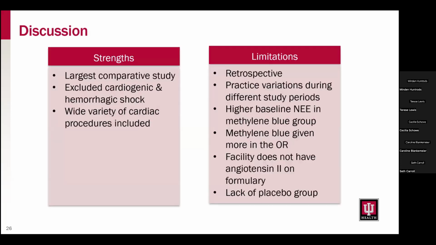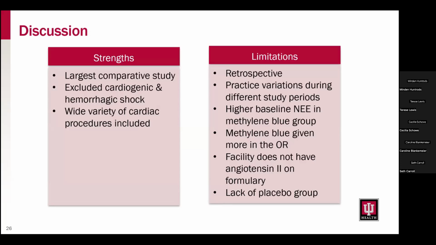Strengths of this study: this was the largest comparative study comparing these two. It had the most patients that has been known to date. They also excluded some cardiogenic and hemorrhagic shock patients to really focus on the vasoplegic shock. And there were a wide variety of cardiac procedures that were included.